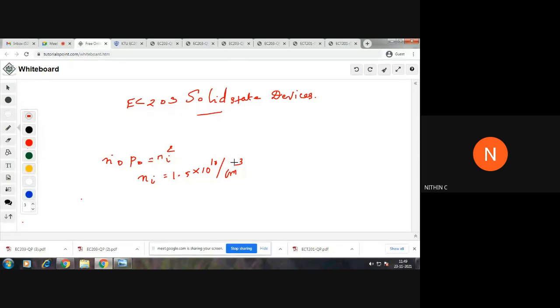And find the value of P0, N0. You know the value of P0. You know the value of Ni. Now you need to find the value of N0. Do that. Such questions will surely come in your question paper. Find the value of N0. N0 is equal to Ni square divided by P0. That is 1.5 into 10 raised to 10 whole square divided by P0, which is 1 into 10 raised to 16.